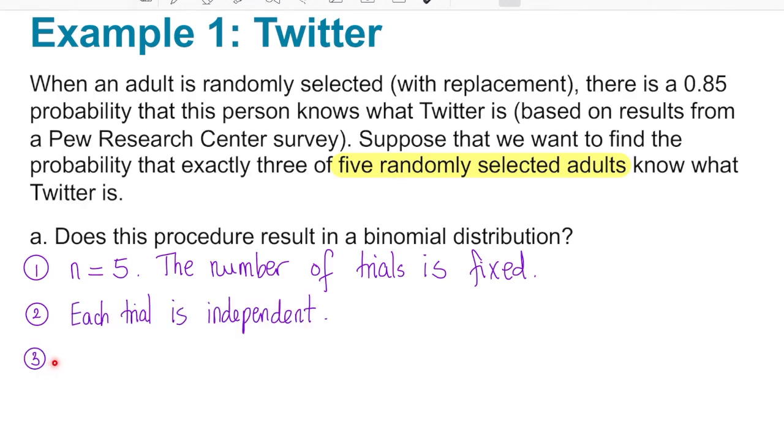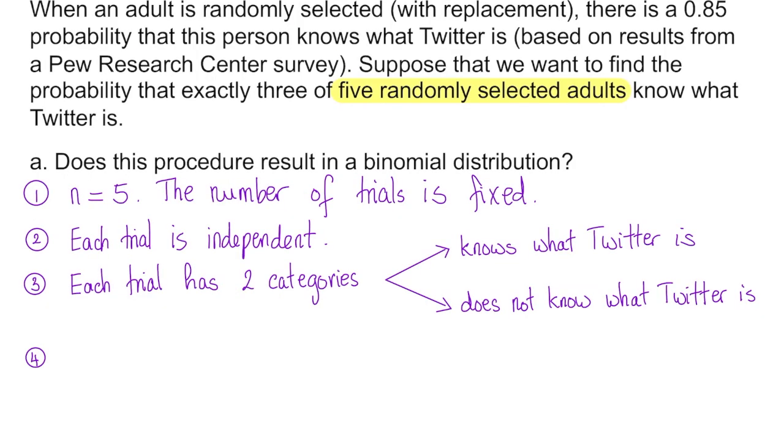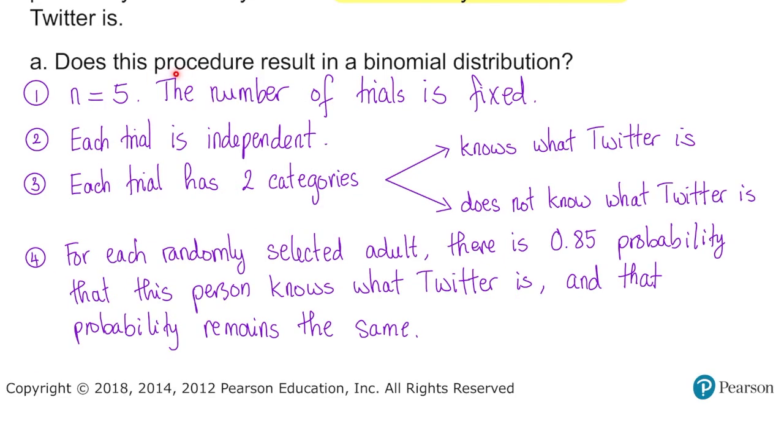The third requirement is that each trial has 2 different categories. When I select 5 different people, I will ask them if they know what Twitter is. And the answer is either yes, they know what Twitter is, or no, they don't. The fourth requirement is that each trial will have the same probability. For every adult that I'm selecting, there's a probability of 0.85 that the person knows what Twitter is. This procedure satisfies all of these 4 requirements. So yes, this is a binomial distribution.